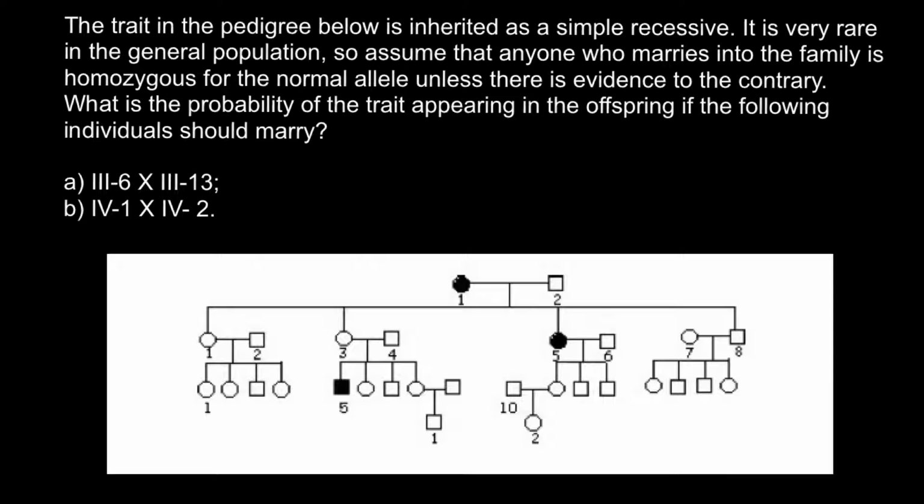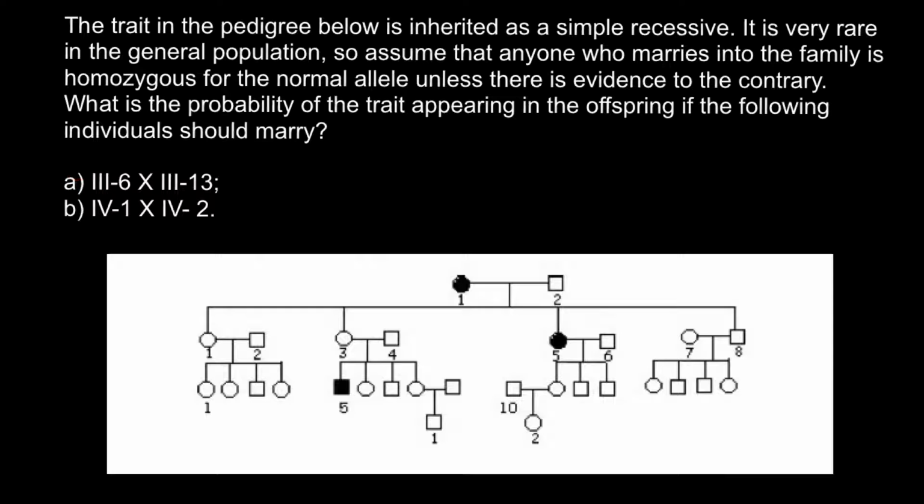I recommend you watch my previous video first, because today I'm working with the same pedigree, but today we will discuss different crosses. So here's the problem. The trait in the pedigree below is inherited as a simple recessive. It is very rare in the general population, so assume that anyone who marries into the family is homozygous for the normal allele unless there is evidence to the contrary. What is the probability of the trait appearing in the offspring if the following individuals should marry?